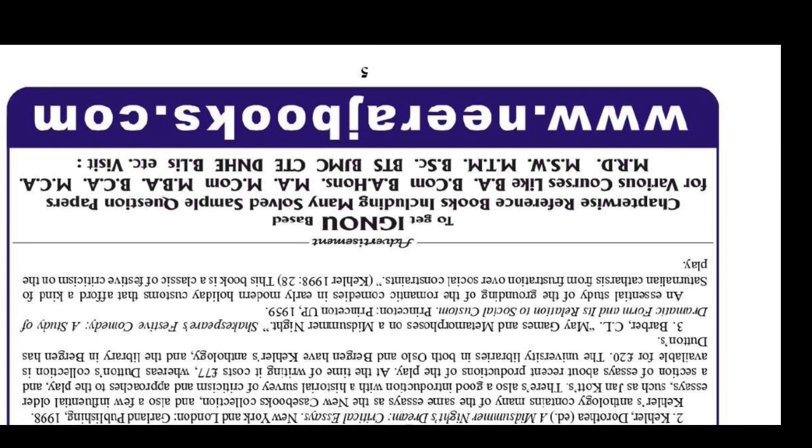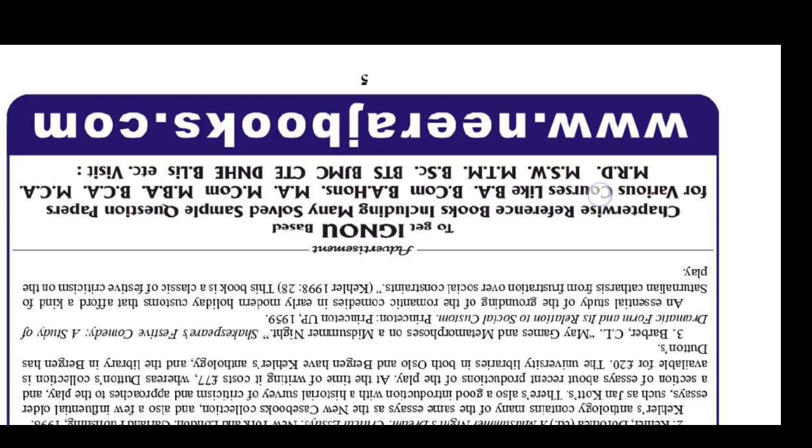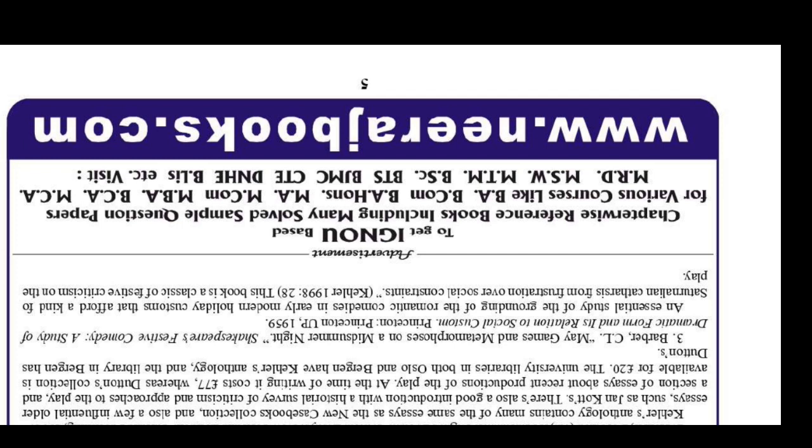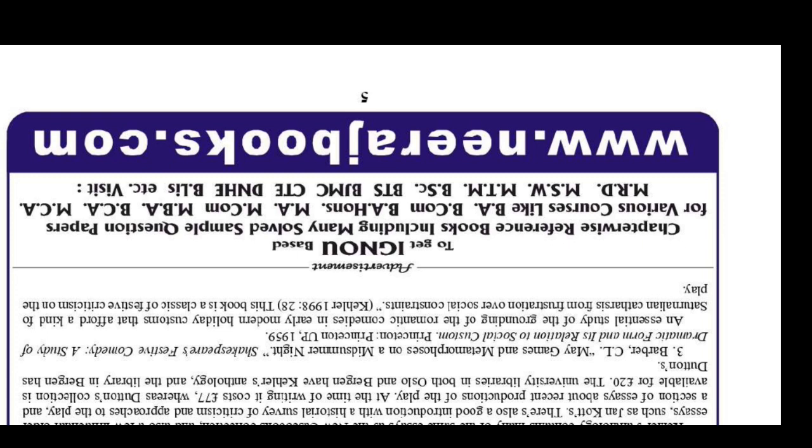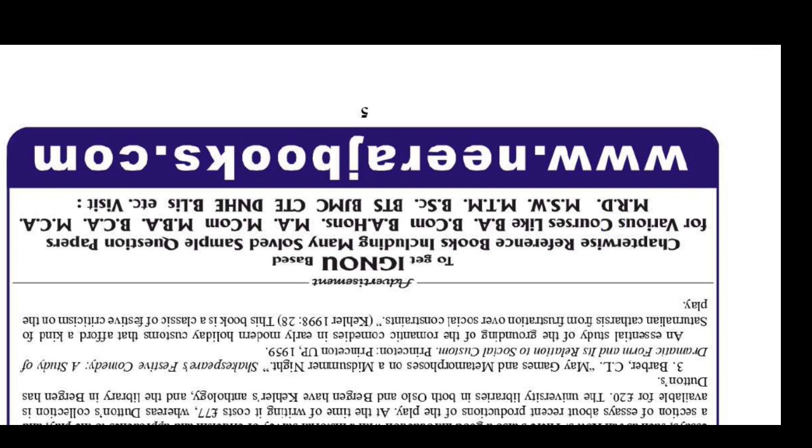Number 2. Kehler, Dorothy, ed. A Midsummer Night's Dream: Critical Essays, New York and London, Garland Publishing, 1998. Kehler's anthology contains many of the same essays as the New Casebook collection and also a few influential older essays, such as Jan Kott. They are also a good introduction, with a historical survey of criticism and approaches to the play, and a section of essays about recent productions of the play. At the time of writing, it cost $77, whereas the Dutton collection is available for $20. The university libraries in both Oslo and Bergen have Kehler's anthology, and the library in Bergen has Dutton's.